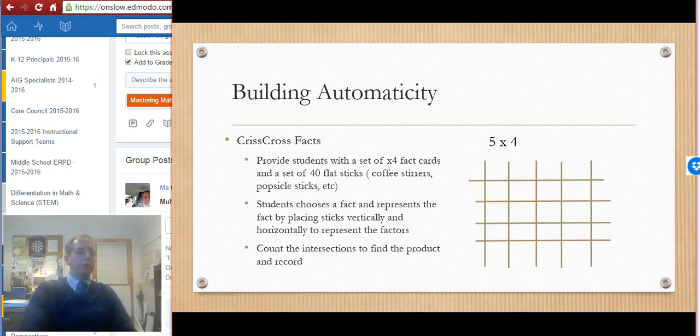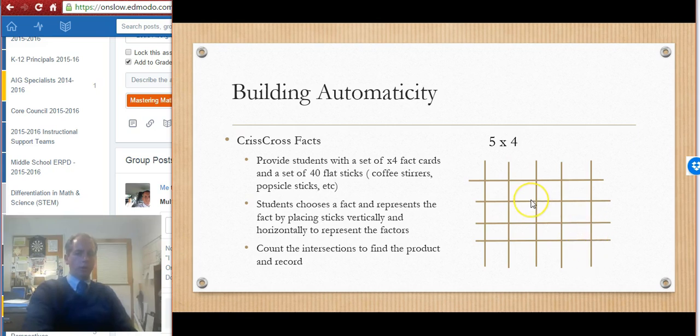Another activity would be to create what they call in the text crisscross facts. So 5 times 4, we're going to use something like coffee stirrers or tongue depressors. You can certainly use base 10 blocks if you wanted to, whatever you're going to use to create a nice crisscross pattern here. So they're going to use one of the values to create the rows and the other to create the columns. And again, we're not looking at the spaces, we're looking at the intersections here. So how many intersections are there with 5 times 4? Well, I can count those up and I can see 1, 2, 3, 4, 5, 6, 7, 8, 9, 10, 11, 12, 13, 14, 15, 16, 17, 18, 19.